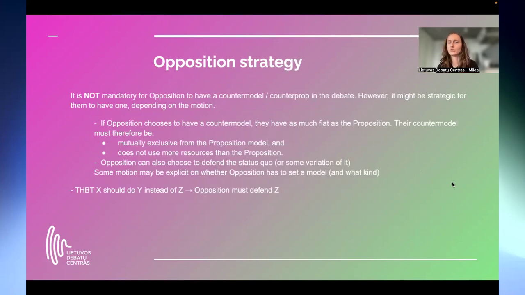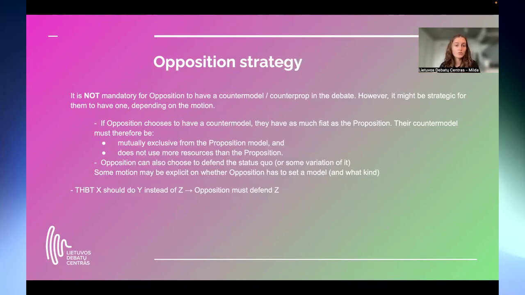So what can opposition do? And what if you get opposition? How would you have to approach that? It is generally not mandatory for opposition to have counter models in the debate, meaning if proposition bans drugs, you don't have to have your specific alternative to how you deal with the drugs. You can just argue for the status quo.